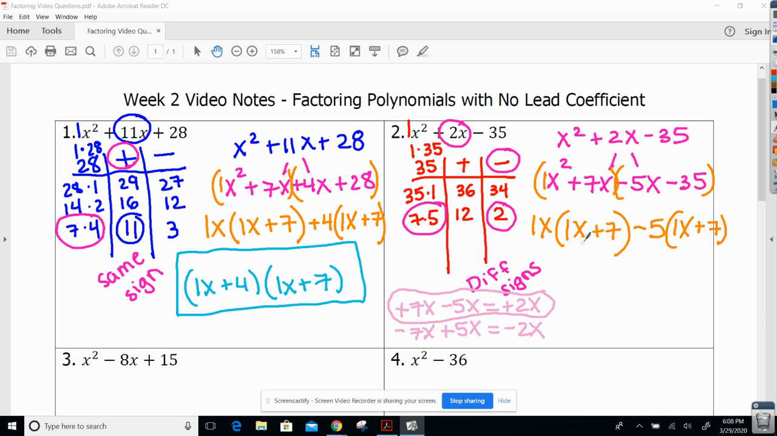I need to check, do they match? 1x plus 7, 1x plus 7. Yes, they do. So then my last step is just to write my answers. Now remember, your first answer is what you took out, 1x minus 5. And your second answer is what you had left when you took that out, your 1x plus 7. And then you are done. 1x minus 5, 1x plus 7.